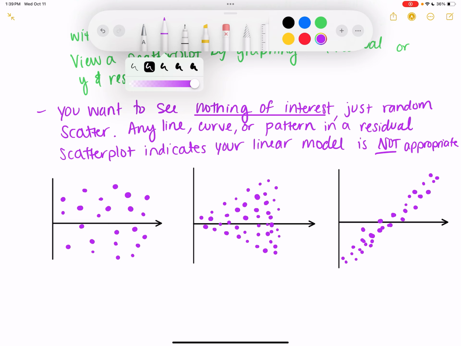So basically, we want the first two options, or one of the first two options, obviously it can't be both at the same time, but we don't want the last option.